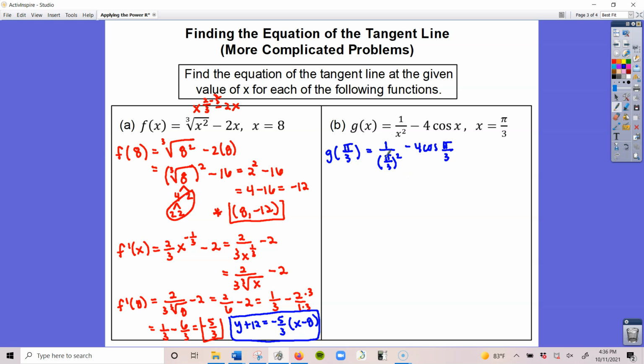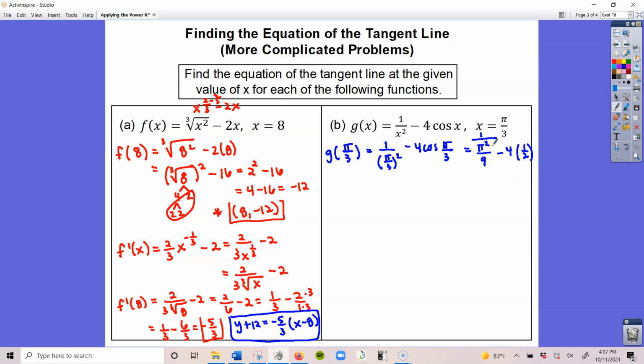Now, this 1 over (pi over 3) squared, let's rewrite that. When you're squaring a fraction, you square the numerator and you square the denominator. So pi squared over 3 squared, which is 9, and this is under 1. Minus 4 times the cosine of pi over 3, which if you look at your unit circle, the cosine of pi over 3 is 1/2.